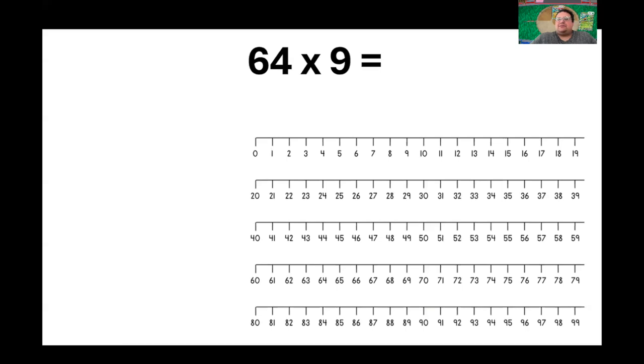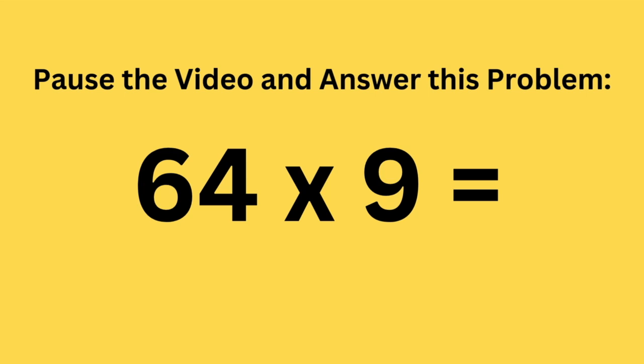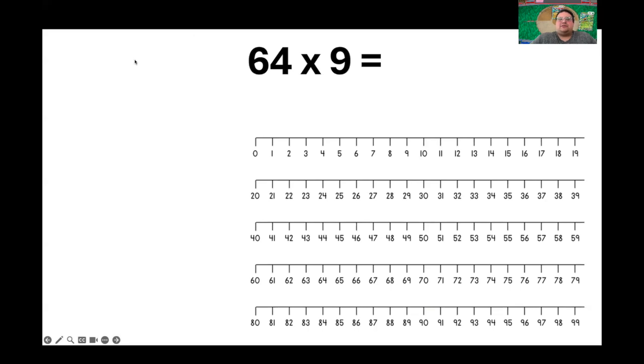All right, here is our last problem. We have 64 times 9. I want you to pause the video, come up with an answer. After you have it, resume the video, and we will go over it together. All right, you should have your answer written down. You can put it in the comments if you want. Let's do it together. We have 64 times 9.